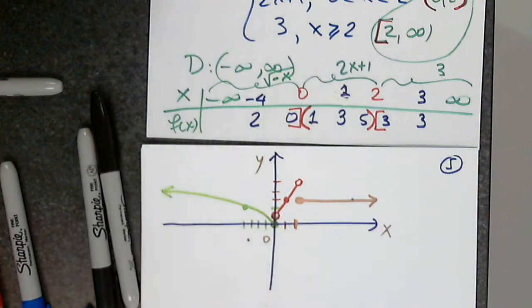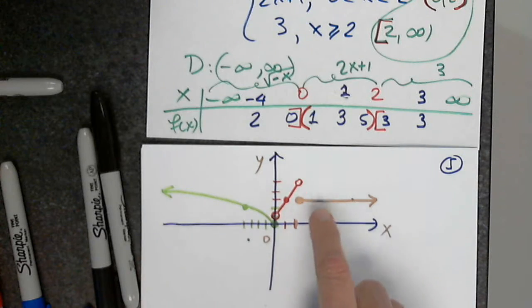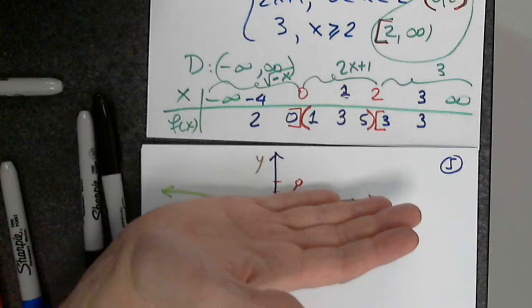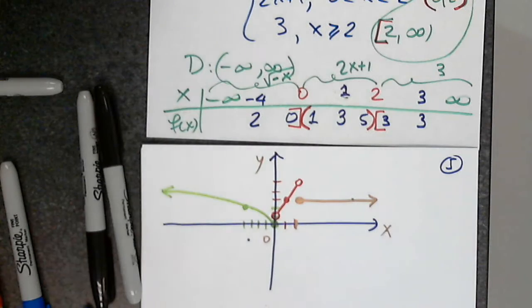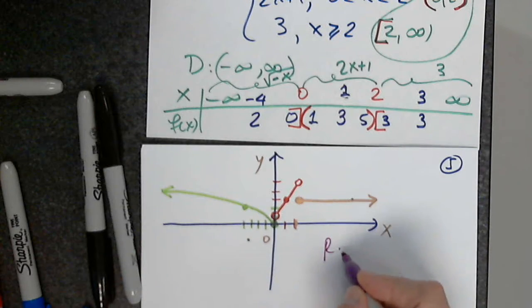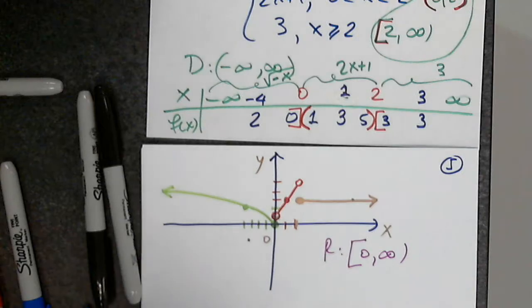Can anyone identify the range of this function? Notice that this goes forever. This stops here, and this goes forever. So from the lowest y value till the largest y value, because this goes forever, the range will be? Greater than or equal to 0. Yes. Very good.